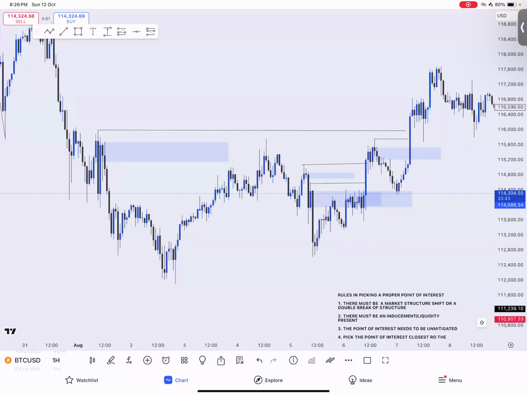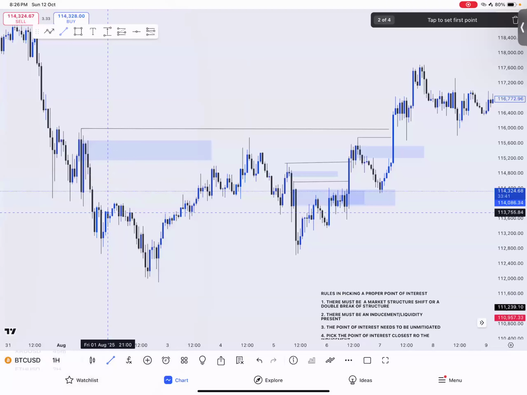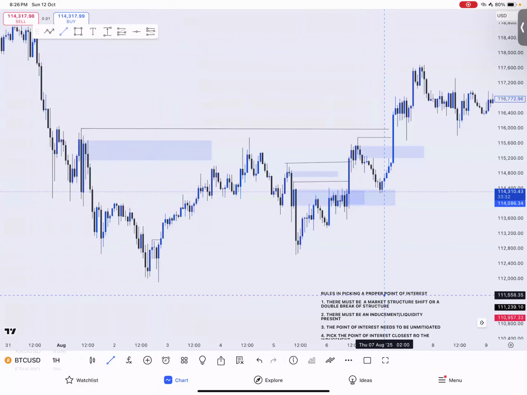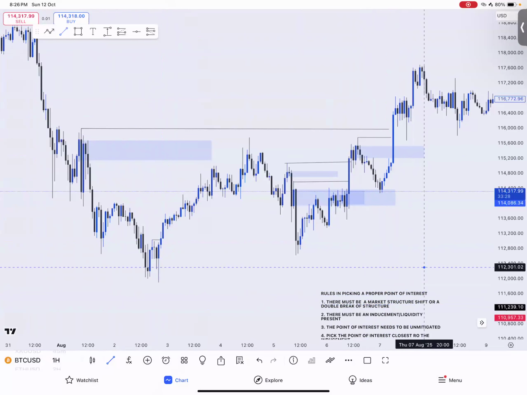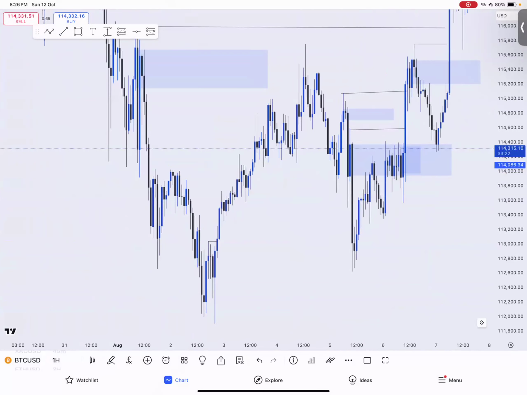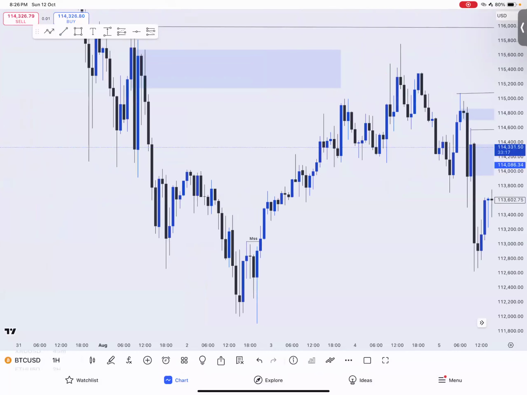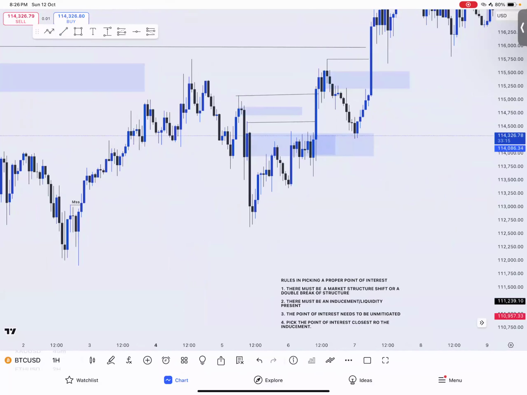So the moment we got, for example, in this scenario, we had a previous downtrend and then price took this high out. The moment this high was taken out, we already fulfilled the first rule of picking a point of interest that says there must be a market structure shift or a double break of structure. That is the first rule. So the moment we got a market structure shift when this high was taken out and price closed above that zone, we already fulfilled the first rule in picking a point of interest.